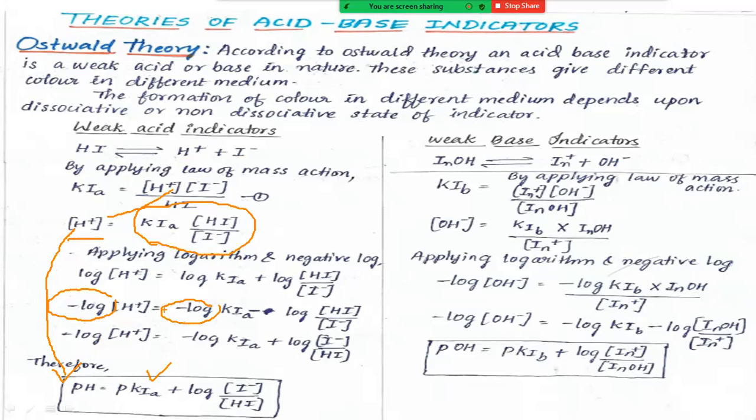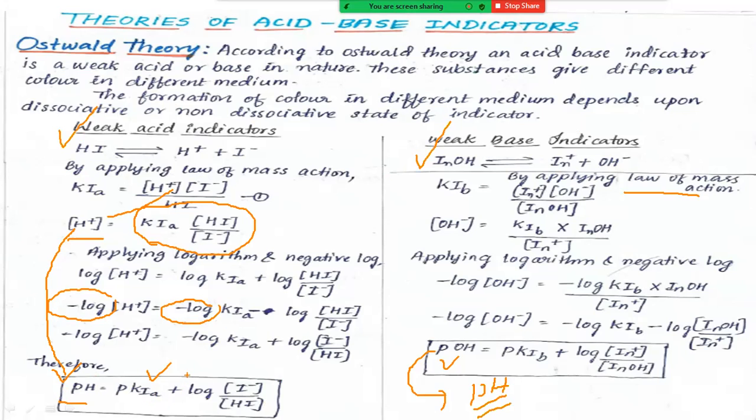The same way for a weak base also. When we use this law of mass action, finally we can get the pOH values. After getting the pOH values, we can convert them into pH values. That is, pH equals 14 minus pOH. When it is subtracted from 14, we can get the pH value, right? So these pH values are very much important to know about the acid indicator as well as the base indicator, right?